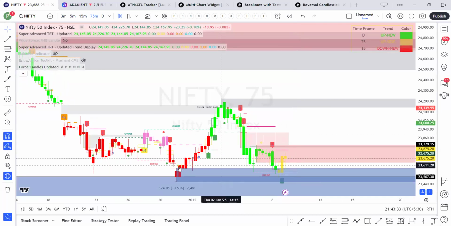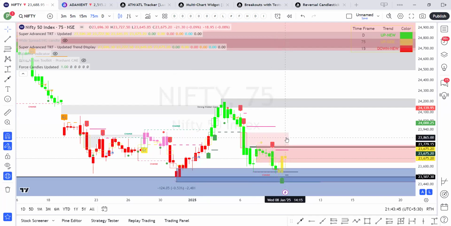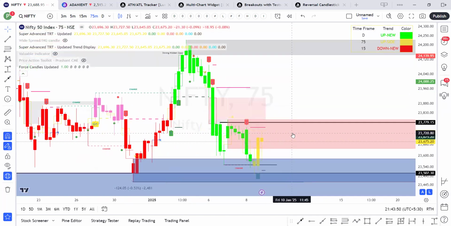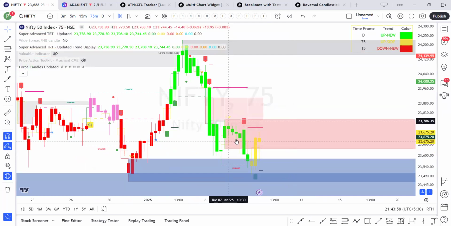Many a times what happens is when there are overlapping buying areas like this and this, then price again comes at junction of these two. So here this black line, price has touched that area and after that it is trying to go up. Now the selling pressure is slightly less. Here we have a selling area of 75-minute time frame, and high of this selling area is 23,800.